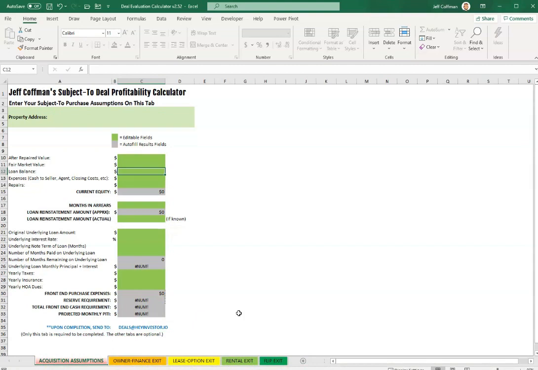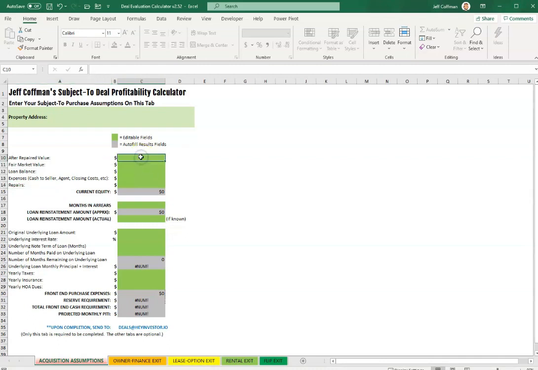So on this first tab, the acquisition assumptions, you're going to need to know every single one of them. If it's a green field here, you're going to have to know every single one of these fields, or you're going to have to make the very best guess that you can if you don't know the specific number. I happen to know the numbers on this deal that I'm going to show you because it was a significant deal for me. It was one of my very first deals that I've ever done.